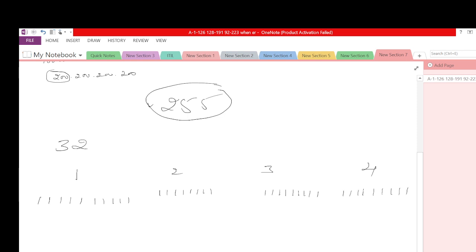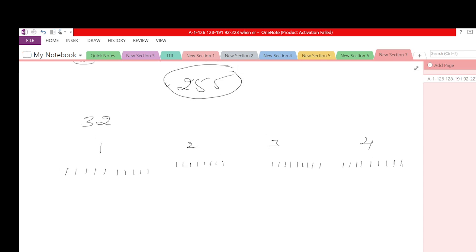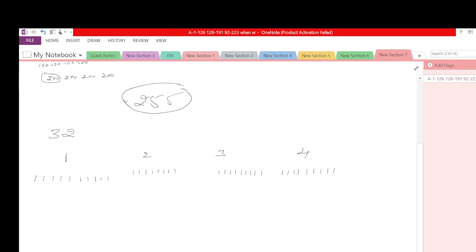So now this 255 I have converted into 32 bits, and that 32 bits I have converted into four octets. Correct? Now there is a formula: 2 to the power of n minus 1. This is the formula to convert a bits value to the numerical value. So I will apply this formula here.